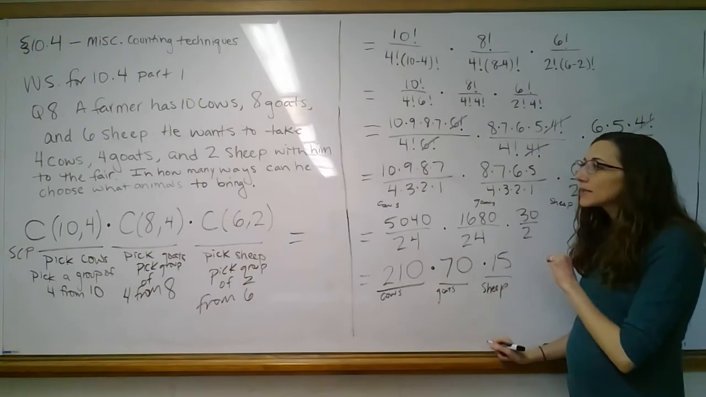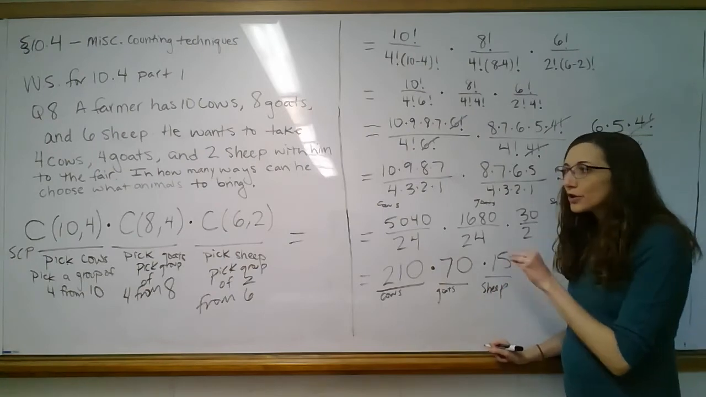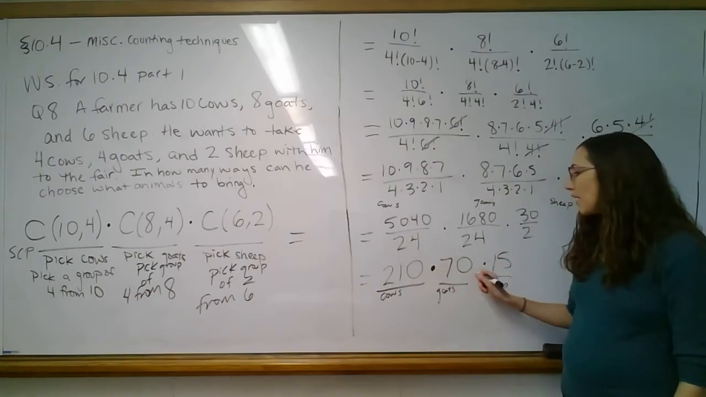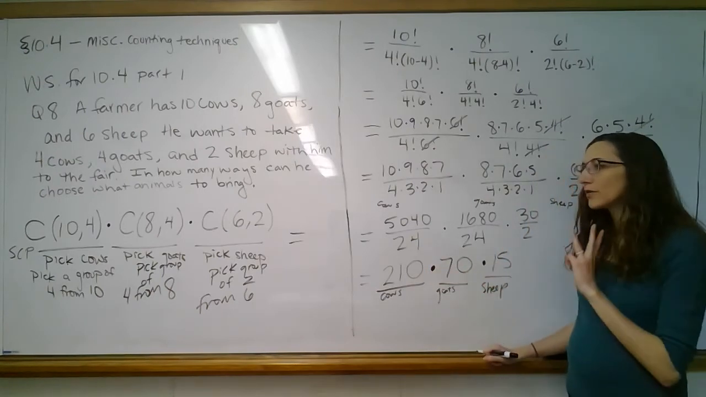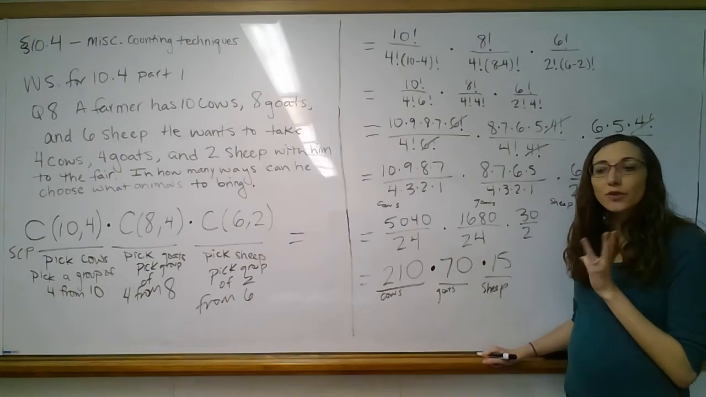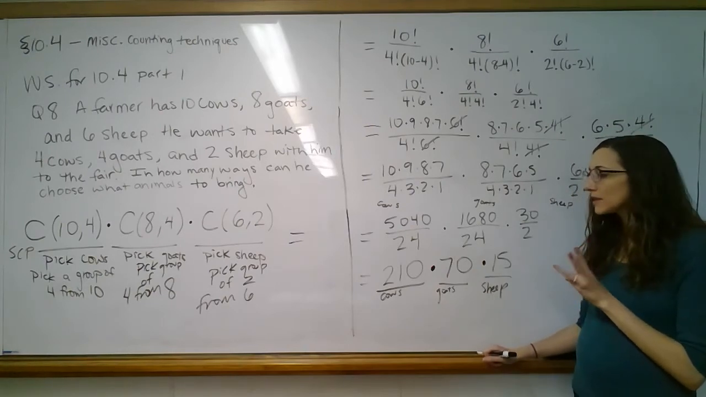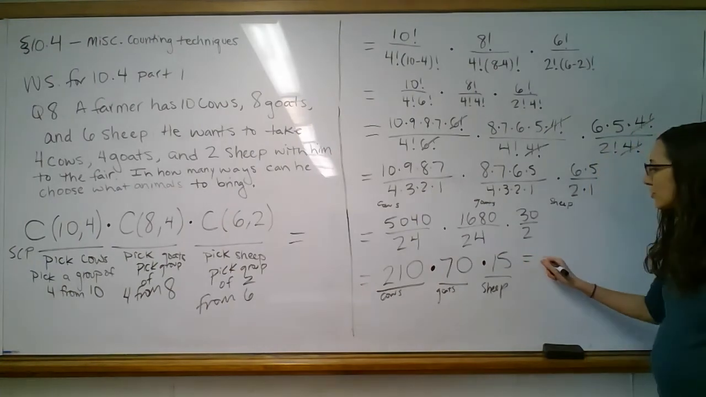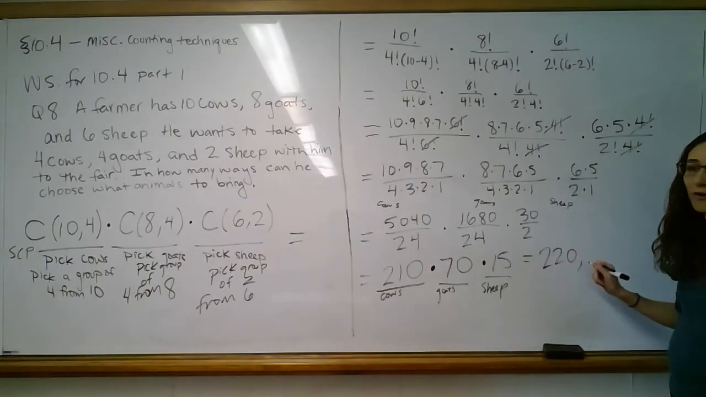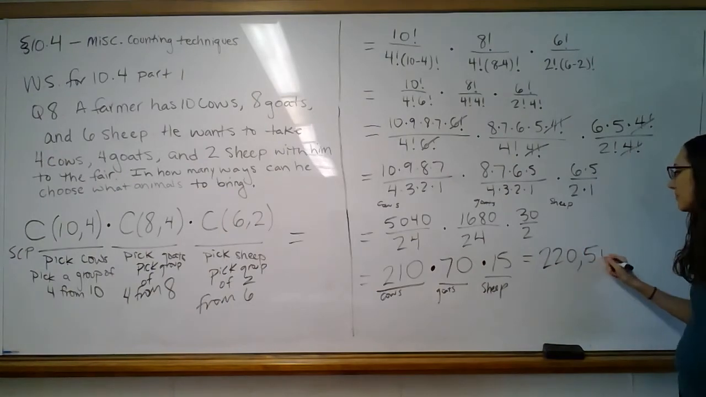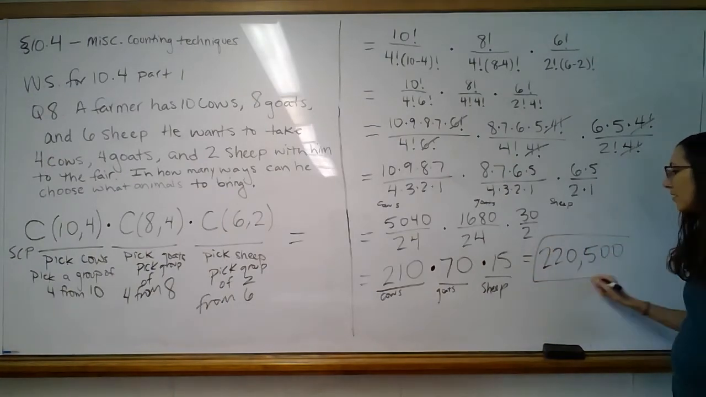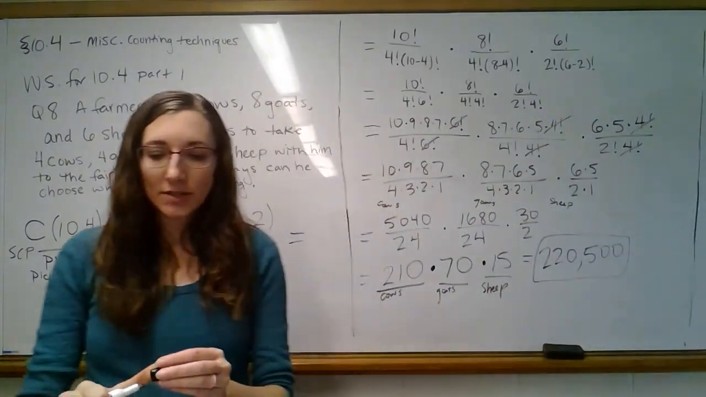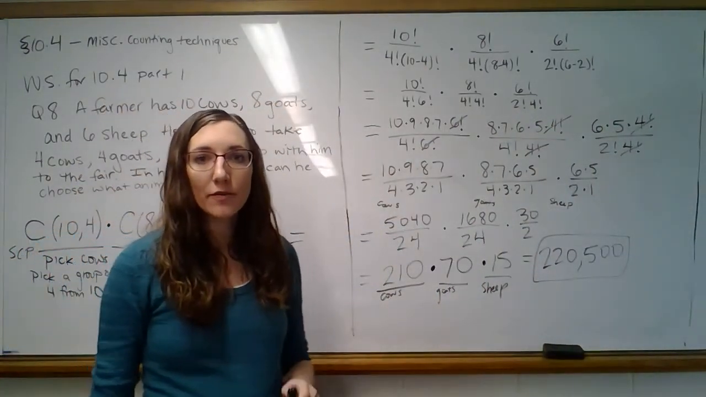And to combine them back together, we have to remember we're using the sequential counting principle. So that's why we're multiplying these 3 numbers. We had 3 different events. We found the numbers that go in each of those blanks, and then we're going to multiply them together. In total, if you multiply those together, there's 220,500 ways. So that many different possible combinations of his animals that he could bring to the farm.